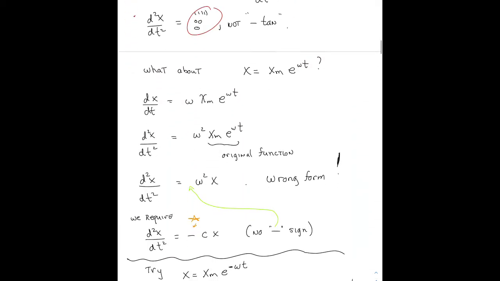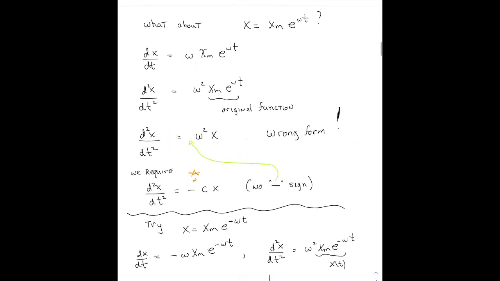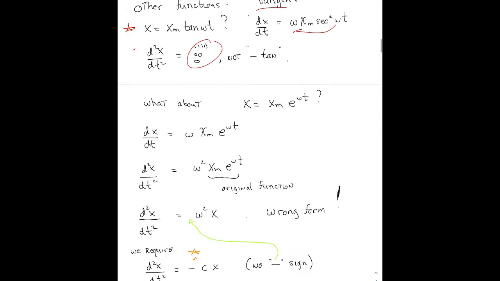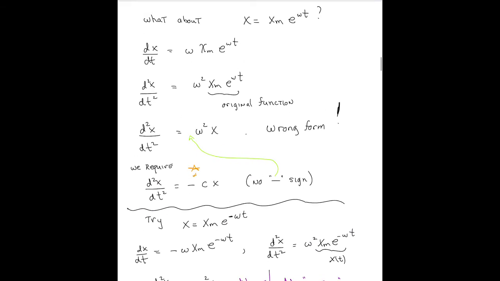Well, what if we tried, because the idea is you want to pick a function where you take two derivatives and the function doesn't change much. It goes from cosine, sine, back to cosine. Sine, cosine, back to sine. Tangent didn't work. Well, what about the exponential? You take derivatives of e to the x, it doesn't change much. So what if I chose that as my position function? Let's test it.